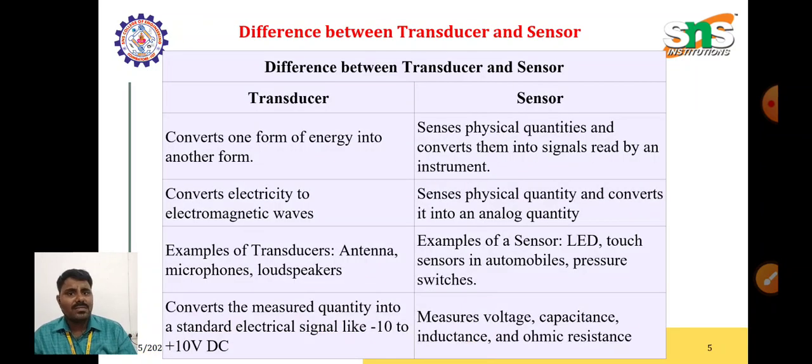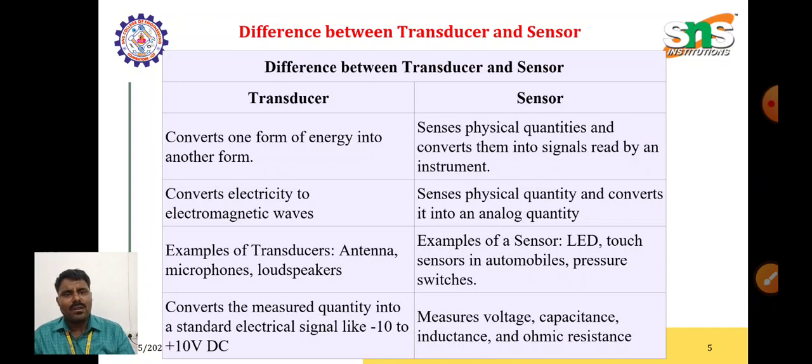You can see here the first one, a transducer, is used to convert one form into another form. But a sensor senses the physical quantity, and only then is it converted into a measured quantity. And the second one converts electricity into an electromagnetic wave, but here the sensor senses the physical quantity and converts it into an analog quantity.